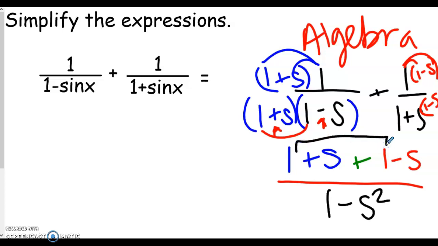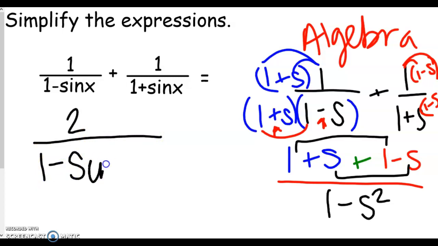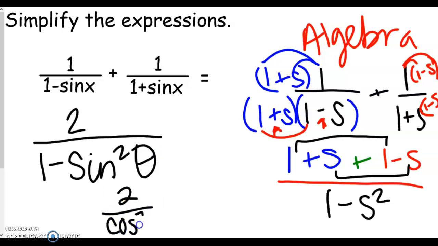Let's look right here. What's 1 plus 1? 2. And what's s minus s? Nothing. So I get 2 over 1 minus sine squared theta, or x, whatever. What is that equal to? Yeah, 1 minus sine squared gives you cosine squared. So therefore I've got 2 over cosine squared theta, or x again.